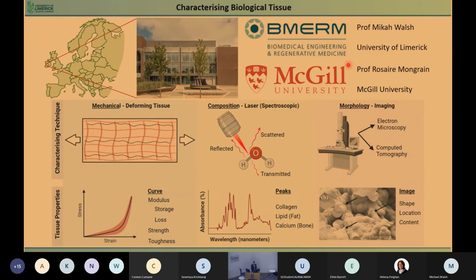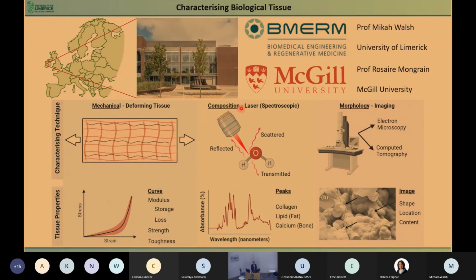And I should say also that I spent some time at McGill University during my PhD under the supervision of Professor Rosaire Mongrain. And really the focus of my PhD studies was to employ different characterization techniques to distinguish different tissue properties. So the main ones that I went through were mechanical testing, where you deliberately deform the tissue in order to generate a stress-strain curve. I know stress-strain can be worrying terms for non-engineers, but basically it's just if you deform a tissue, how much force does it require to do that per unit area? And from these curves, you can discern the modulus, or its resistance to deformation, its strength, how much stress it can absorb before it fails, and toughness, how much energy it can absorb before it fails.